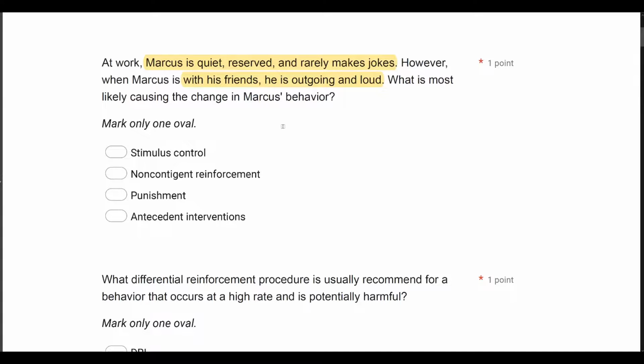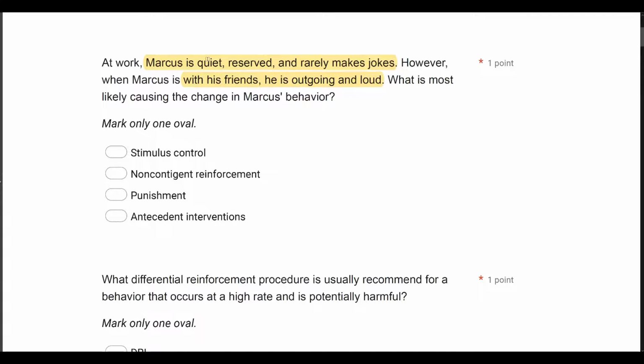Stimulus control is the same thing as instructional control. In the presence of certain stimuli, your behavior changes in frequency, it changes in magnitude, it changes in intensity. At work, Marcus's behavior is under the stimulus control of all these different contingencies, right? All these reinforcement contingencies, all these punishment contingencies. And as a result, it's quiet and reserved.